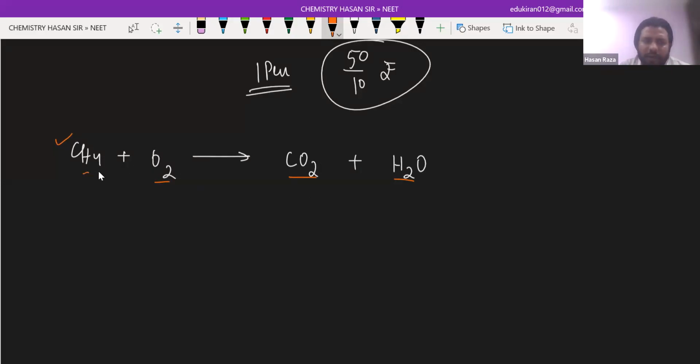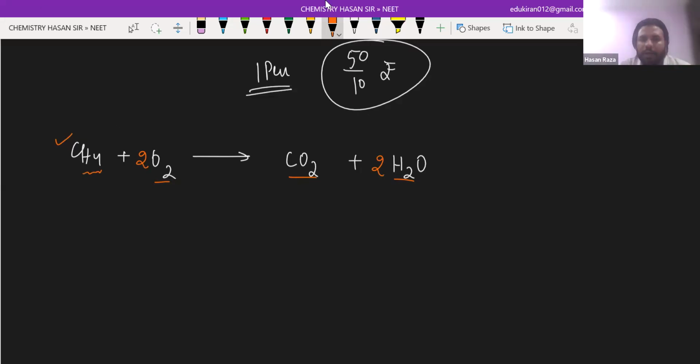Now you need to balance it. There are 4 hydrogens, so I'm going to write 2 here. Now 2 hydrogen is there and a total of 4 oxygen on the right hand side, so I'm going to write 2 on the left hand side. Whenever we solve a question on the mole concept, you are going to balance the equation. It is very, very necessary. If you do not balance the equation, you will get a wrong answer.